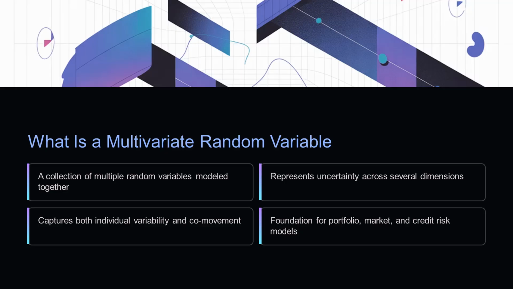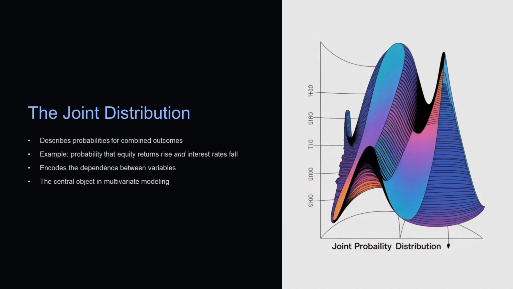That framework is the joint distribution of the variables. Every univariate random variable has its own distribution. But in reality, risk factors are rarely independent. That's why risk managers study their joint behavior, using multivariate distributions to estimate exposure across different parts of a portfolio.